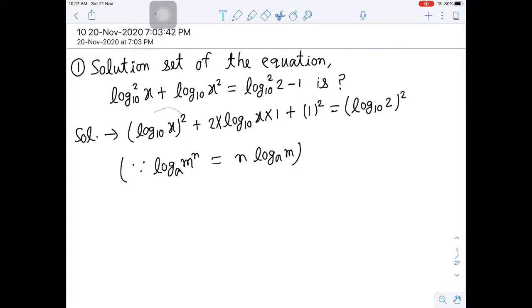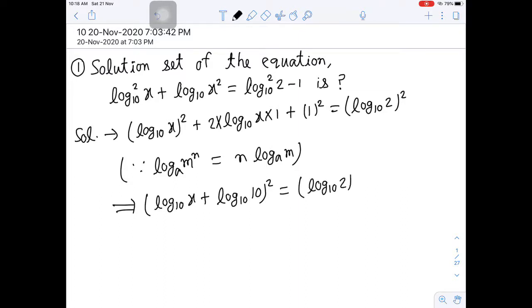Now left hand side is in the form of a² + 2ab + b². Now a² + 2ab + b² can be written as (a + b)². So it will become (log x + 1)². Okay, now another thing is 1 we can write as log 10 base 10, because if we convert in the form of base 10 it will be easier to simplify, and that will be equal to (log 2 base 10)².